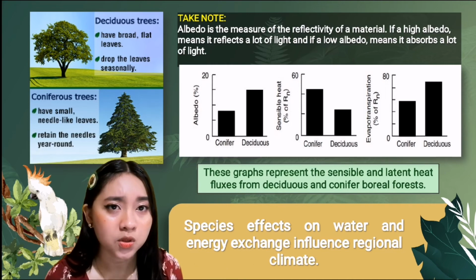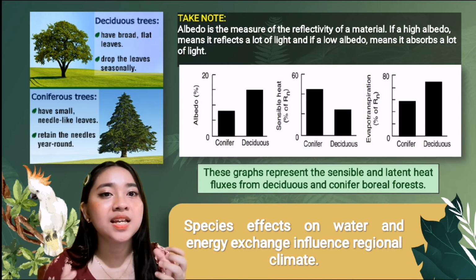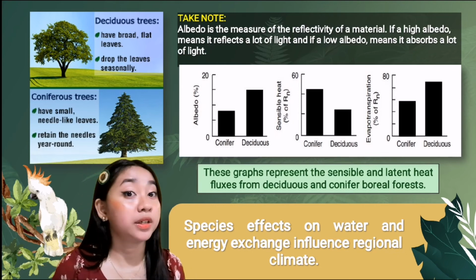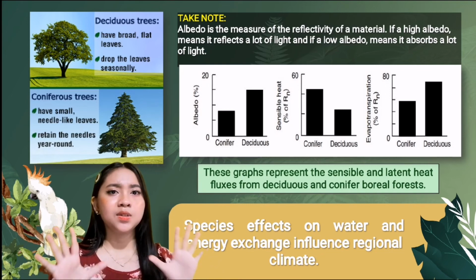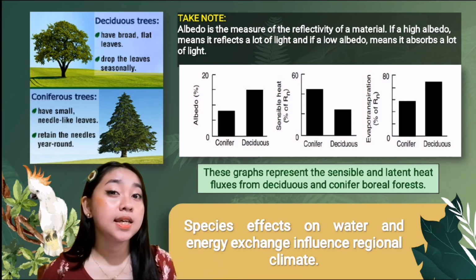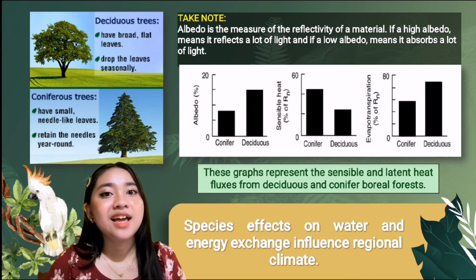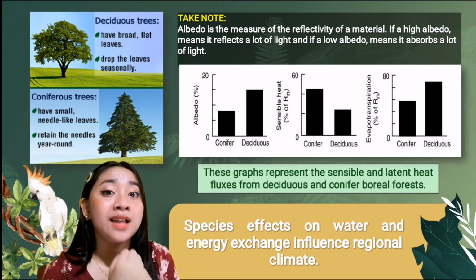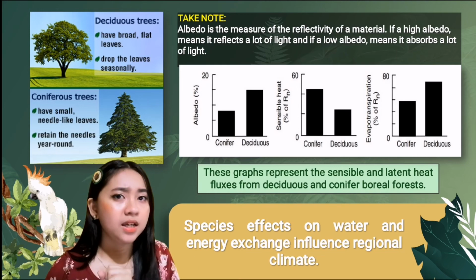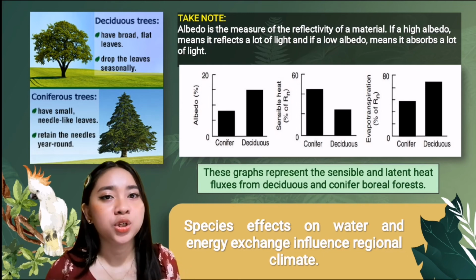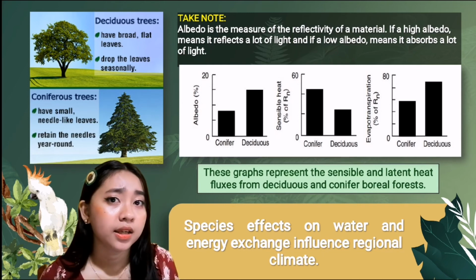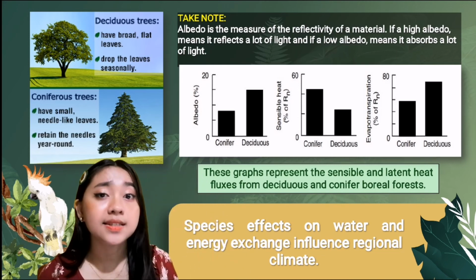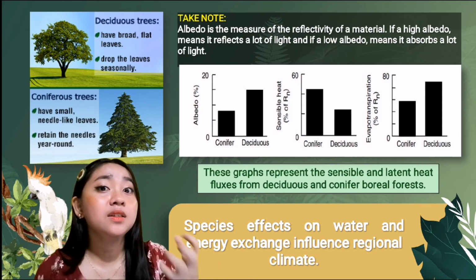As you can see, these graphs on the right side represent the sensible and latent heat fluxes from deciduous and conifer boreal forests. To clarify these graphs, species differences in albedo and water and energy exchange can have effects that are important to the climate system. Take note. Albedo is the measure of the reflectivity of a material. A high albedo means it reflects a lot of light, and a low albedo means it absorbs a lot of light.